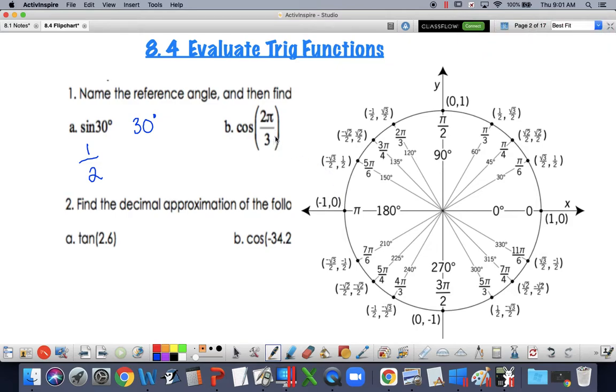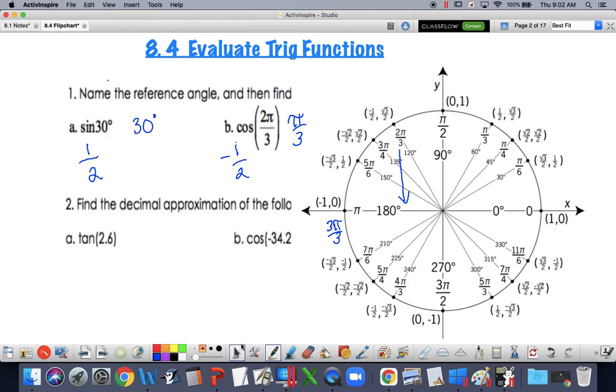I then look at my next question, which is cosine of 2 pi over 3. So I find 2 pi over 3 on my unit circle, here it is, and I try to figure out, okay, how far away am I from the x-axis? Well, the distance to the x-axis is pi, or 3 pi over 3. If I'm at 2 pi over 3, then I am pi over 3 away from the x-axis. So that's my reference angle. Then, since I need to find the cosine, I look to 2 pi over 3, and the x-coordinate is my cosine value, so it's negative 1/2.